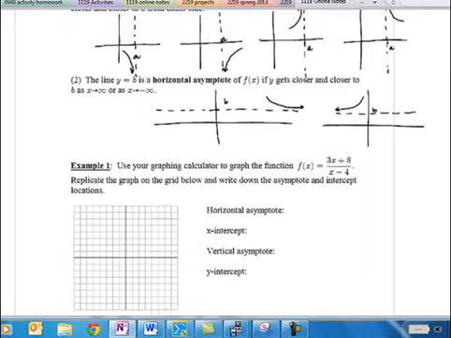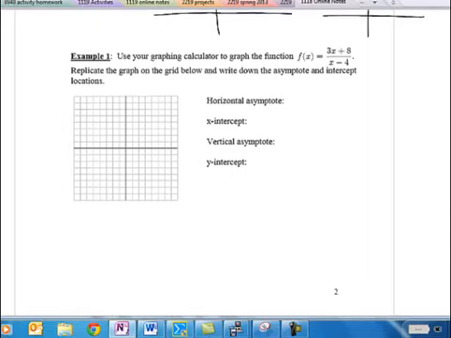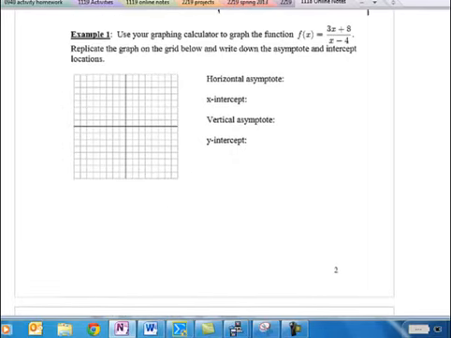So we want to start graphing these things. The first one, we're going to use our graphing calculator to get a graph of this function, and we're going to look at all the key features. Let's figure out which of these we could solve for without a graphing calculator, and then use our graphing calculator for the others.